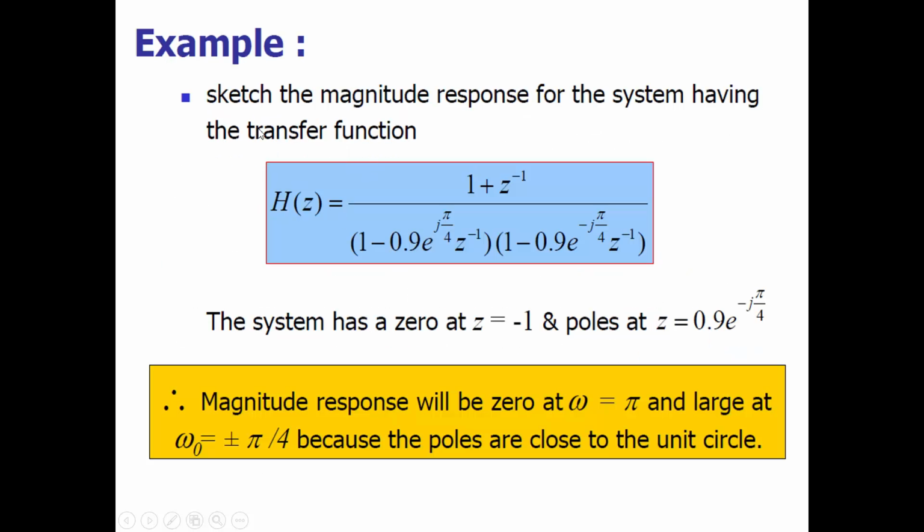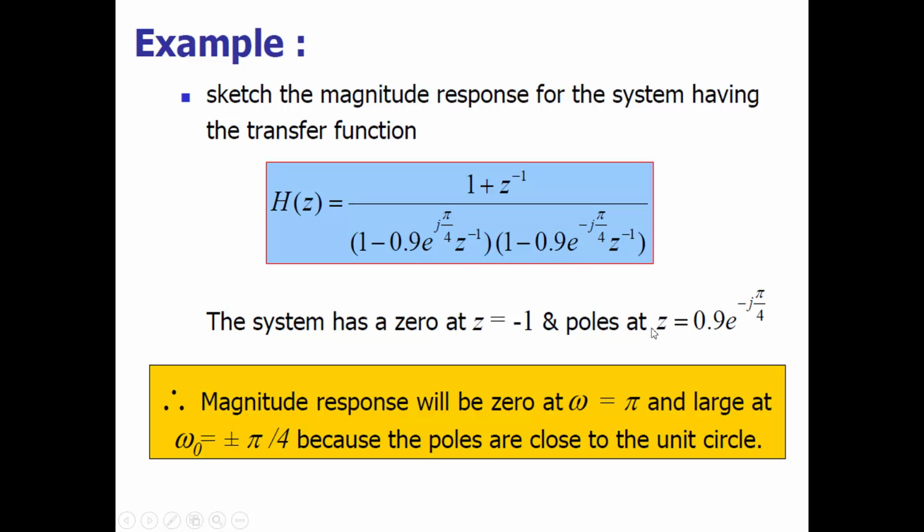Now let us try to sketch the magnitude response for the system having the transfer function. This is the transfer function given: H(z) is equal to 1 plus z to the power minus 1 divided by the denominator. If you see here, the system has a 0 at z equal to minus 1, and it has two poles at z equal to 0.9 e to the power plus and minus j pi by 4. So these two poles are the complex conjugate pair of poles.